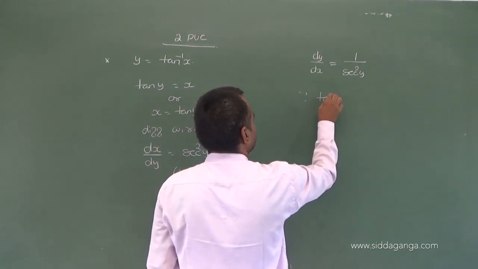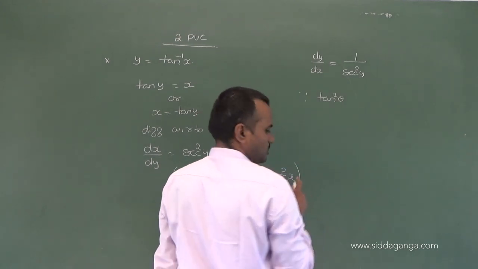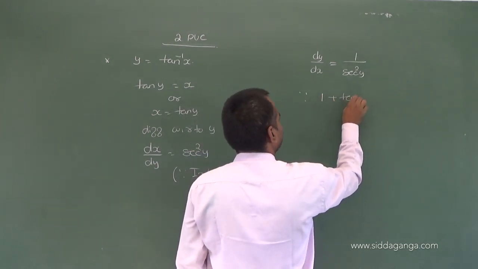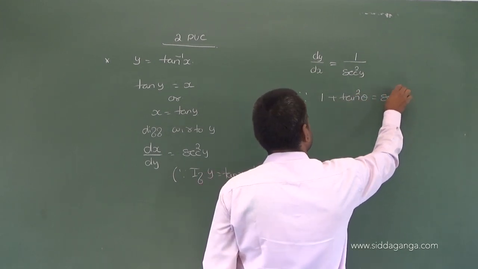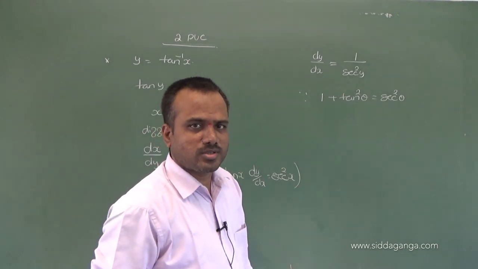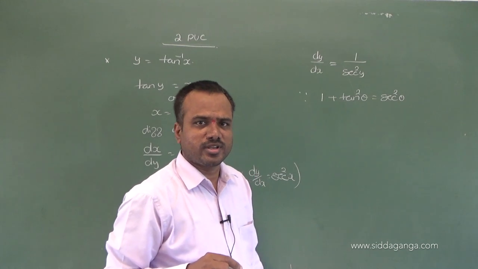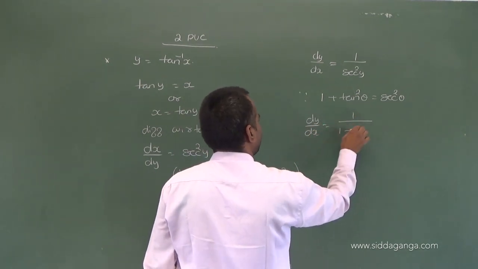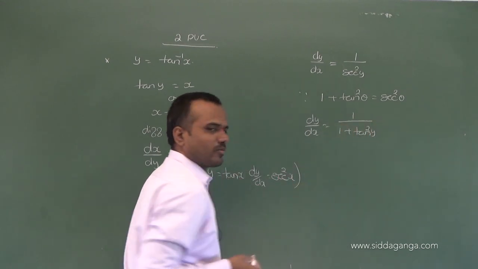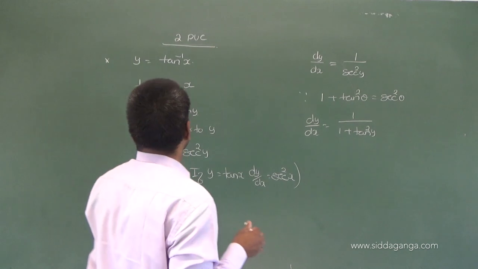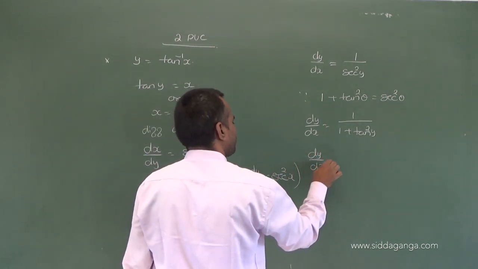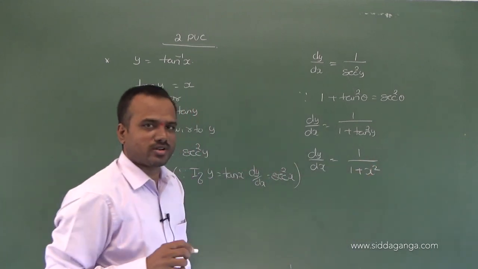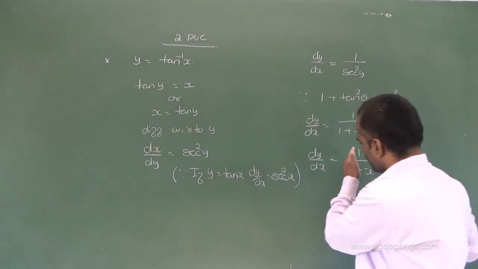Since 1 plus tan square theta is equal to secant square theta, dy by dx is 1 divided by 1 plus tan square y. And tan y is what? x. So dy by dx is 1 divided by 1 plus x square.